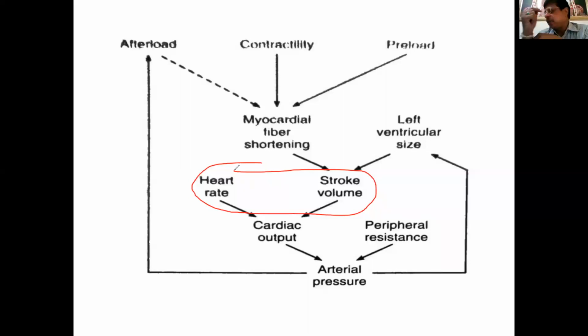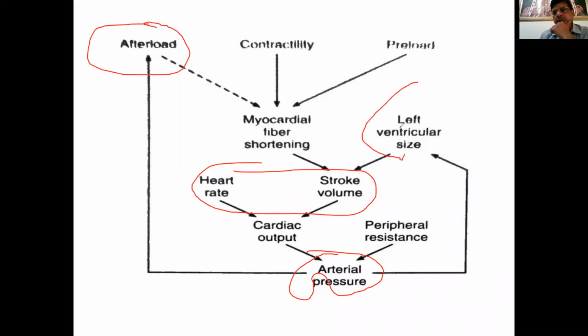So cardiac output is equal to heart rate into stroke volume. Cardiac output itself is going to determine the systolic blood pressure. Systolic blood pressure is going to determine two things. It is going to determine the afterload. It is also going to determine the left ventricular size. Left ventricular size, we already know, is going to determine the stroke volume. What is this relationship called between left ventricular size and stroke volume? Which law? Frank-Starling's law.